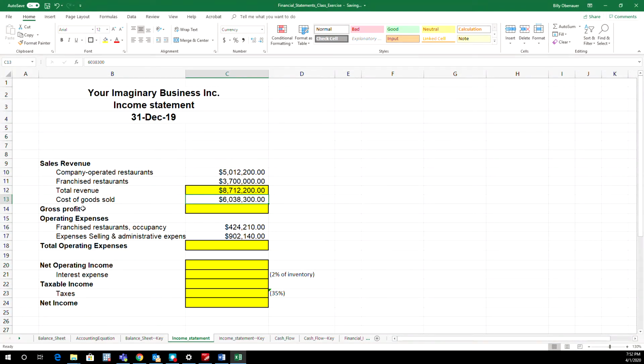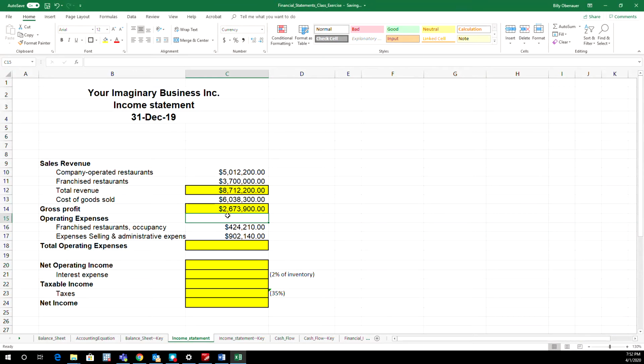Now we've got our cost of goods sold here at $6,038,300, and we want to calculate our gross profit. So our gross profit is simply our total revenue minus cost of goods sold. So we're going to go into this box here, and we're going to take our $8,712,000, and we are going to subtract $6,038,000 from that, and that's going to give us $2,673,900 for our gross profit.